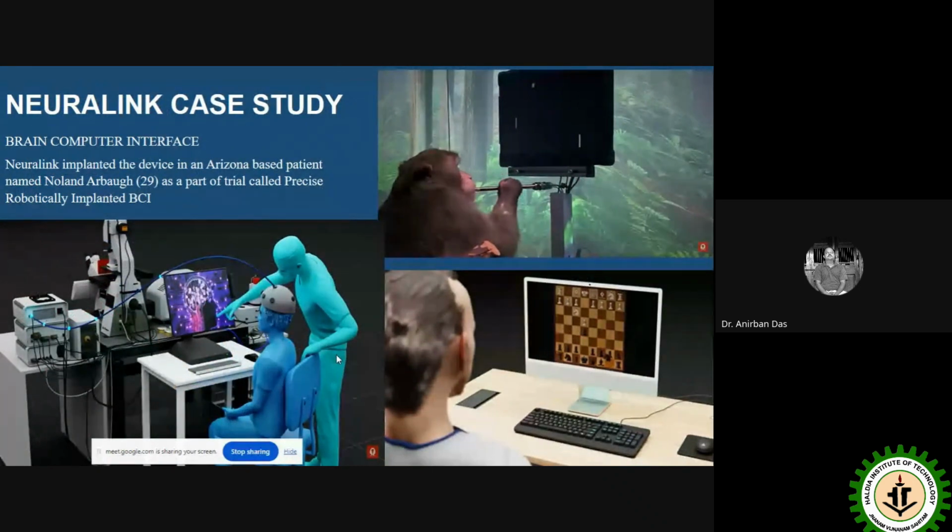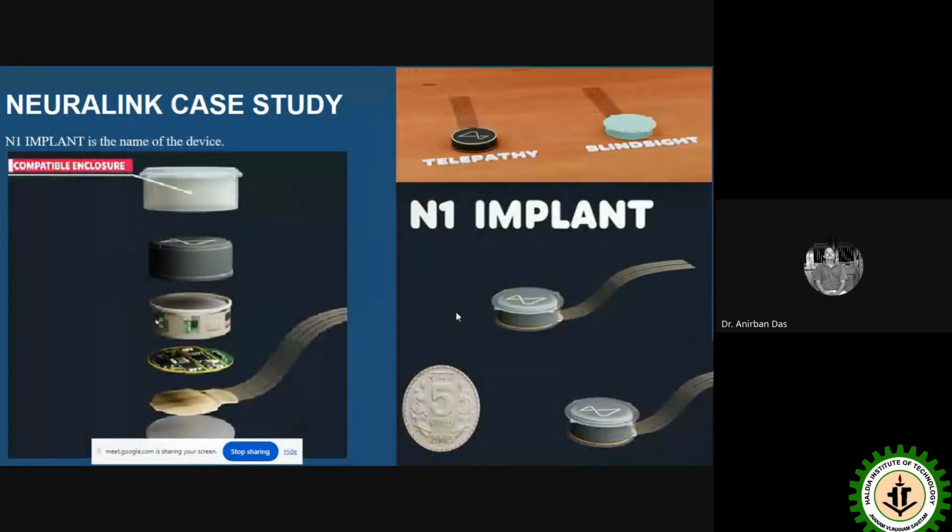And you can see one person, Noland Arbaugh, a completely paralyzed person. Only his brain works, nothing else. By installing the chip, he is expert enough to play chess. And in the earlier picture at the top, you will find one monkey playing computer games, not using its hand, but through brain mapping.